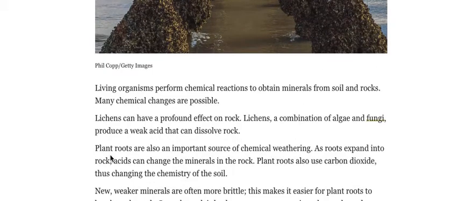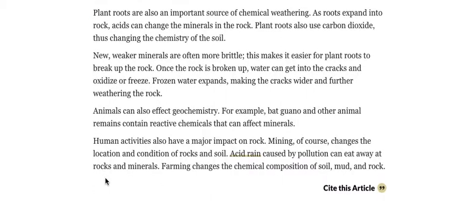Plant roots are also an important source of chemical weathering. As roots expand into rock, acids can change the minerals in the rock. Plant roots also use carbon dioxide, thus changing the chemistry of the soil. New, weaker minerals are often more brittle. This makes it easier for plant roots to break up the rock. Once the rock is broken up, the water can get in the cracks and oxidize or freeze. Frozen water expands, making the cracks wider and further weathering the rock.